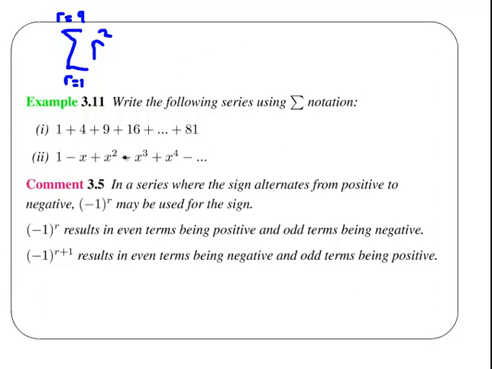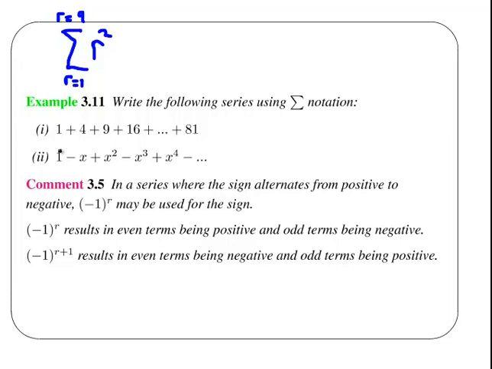Now, 1 minus x plus x squared minus x cubed plus x to the power 4, and so on. Just as a remark, this is a really nice little trick. In a series where the sign alternates from positive to negative, like we have there, minus 1 to the power of r may be used for signs. Minus 1 to the power of r results in even terms being positive and odd terms being negative. Minus 1 to the power of r plus 1 will give you the opposite: even terms negative and odd terms positive.